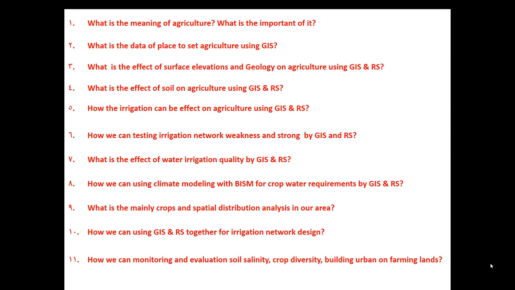How can we use climate modeling with the BISM model for crop water requirements by GIS and remote sensing? What are the main crops and their spatial distribution in our area? How can we use GIS and remote sensing together for irrigation network design? How can we monitor and evaluate soil salinity, crop diversity, and urban building on farming lands?